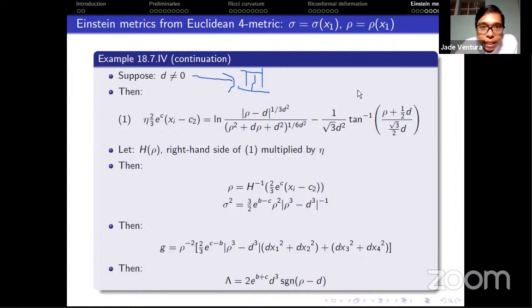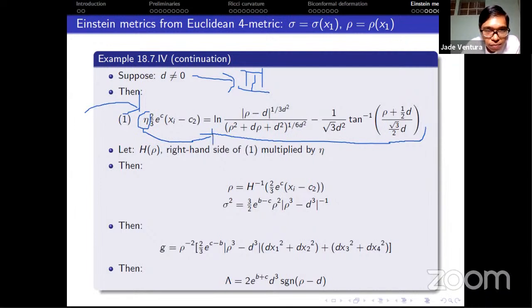So if we suppose that D is not 0, we get this solution to the differential equation. This side here multiplied by eta, which is just plus minus 1, we denote by h of rho. And then we have the following. Rho is defined by the inverse function of h, and sigma is defined in terms of rho.